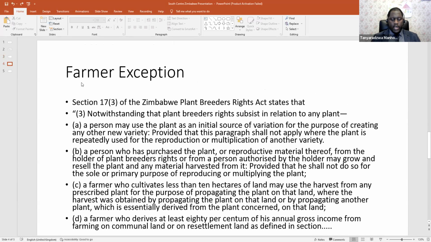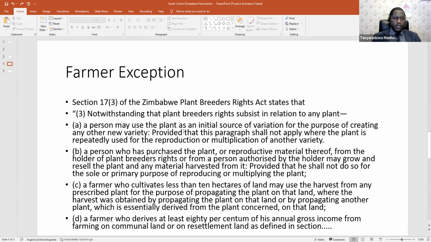We do have what we would call farmer exception or privilege. This is in our Section 17, paragraph 3 of our Zimbabwe Plant Breeders' Rights Act. And you'll notice that the part A there is a breeder exception, as has been highlighted by Professor Correa. I think he explained that quite well.